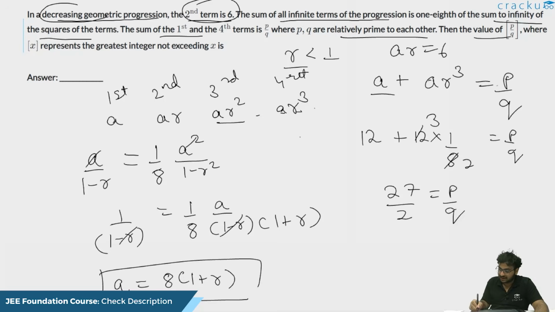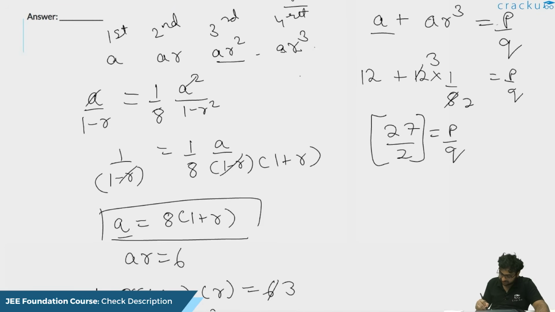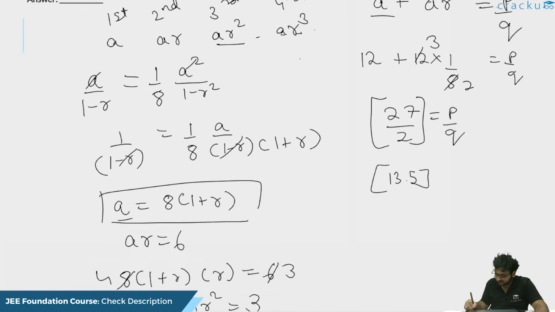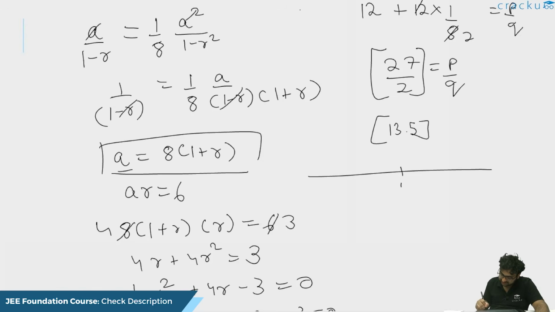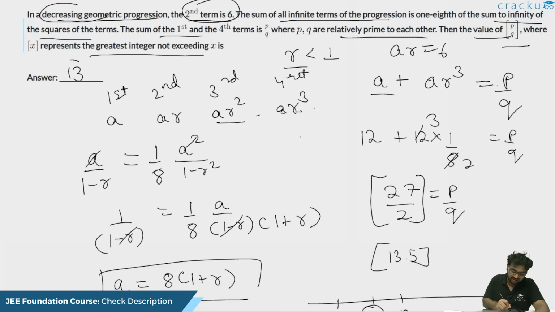So the value of GIF of p by q. What is this GIF? It represents the greatest integer not exceeding x. So this would be GIF of this. So 27 by 2 is 13.5. And if we see on the number line, this is 13.5. The greatest integer not exceeding 13.5 would be 13. See, 12 is not the greatest integer. Yes, 13.5 is greater than 12, but it's not the greatest integer. So 13 would be our answer. Hence, 13 is the correct answer.